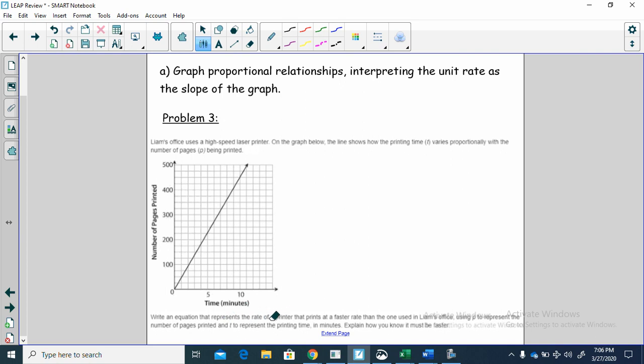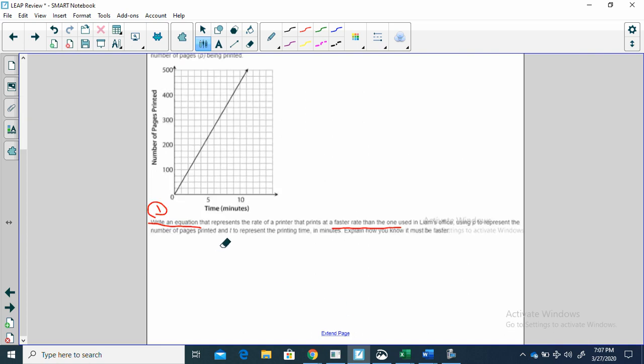Write an equation that represents the rate of change of the printer. Here's what they want us to do. Let's underline what they want us to do. This is the first thing: write an equation that represents the rate of a printer that prints at a faster rate than the one used in Liam's office. Using P to represent the number of pages, so P equals number of pages, and T represents time, in minutes. Explain how you know it must be faster.